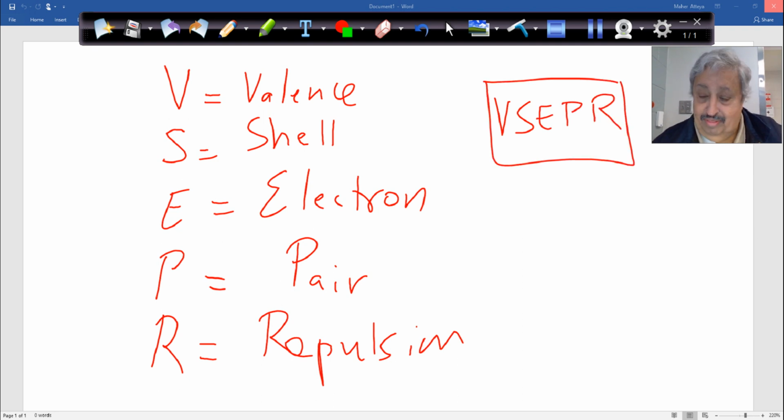VSEPR is nothing else than a technique, a procedure, or a method to determine the shape of a molecule. Why is the shape of the molecule very important? It turns out a lot of chemical and physical properties will depend on it.